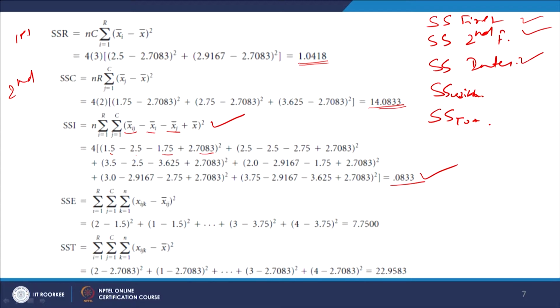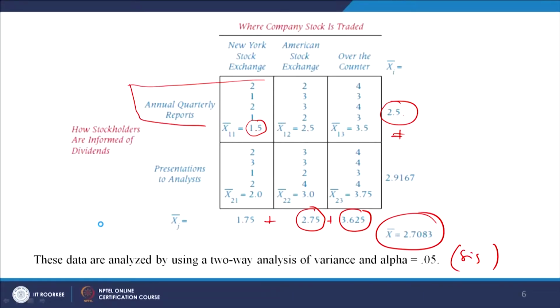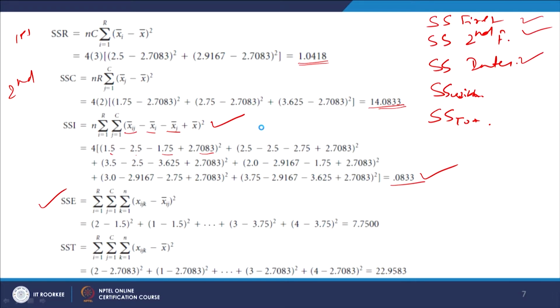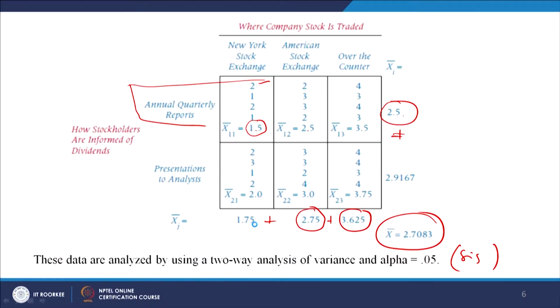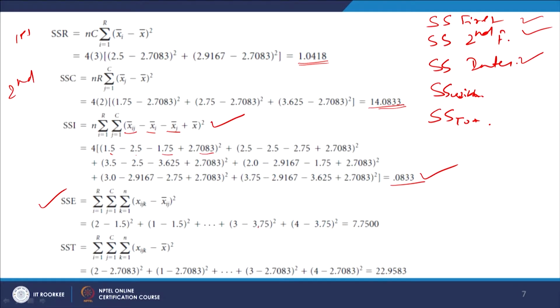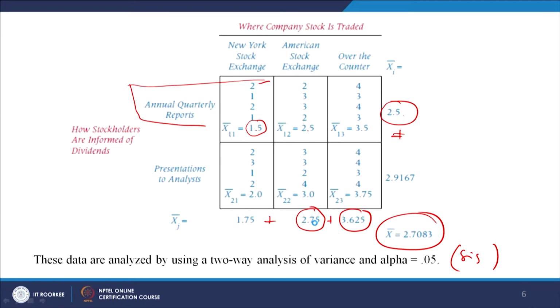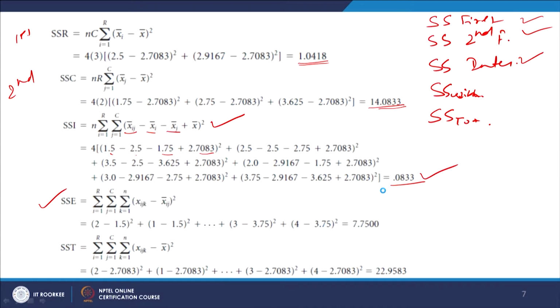Now, once you have got this, then you have to calculate the sum of square within. Now, how do you calculate the within? Within means each cell minus that particular mean, right. So, the observed value 2 minus 1.5 square plus 1 minus 1.5, it goes on for all, till you reach 4 minus 3.75 square. So, this overall total is equal to 7.75.